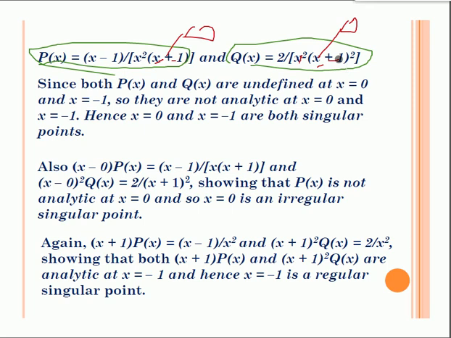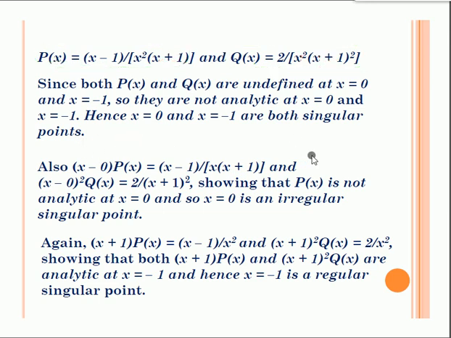For that purpose one needs to take x minus x naught into p of x, and x minus x naught whole square into q of x. First, I am checking for x equal to 0. So let us check for x equal to 0 first.